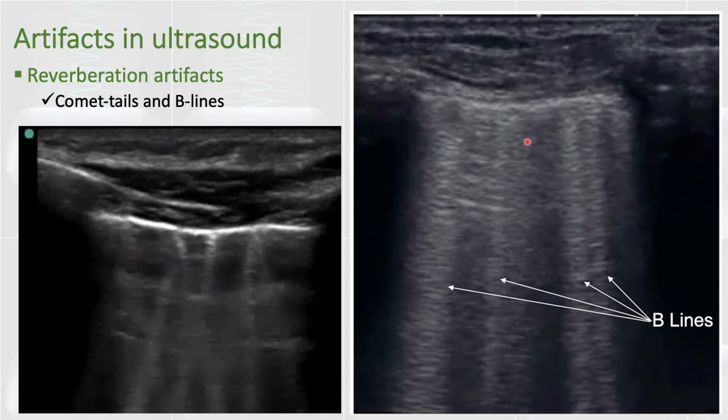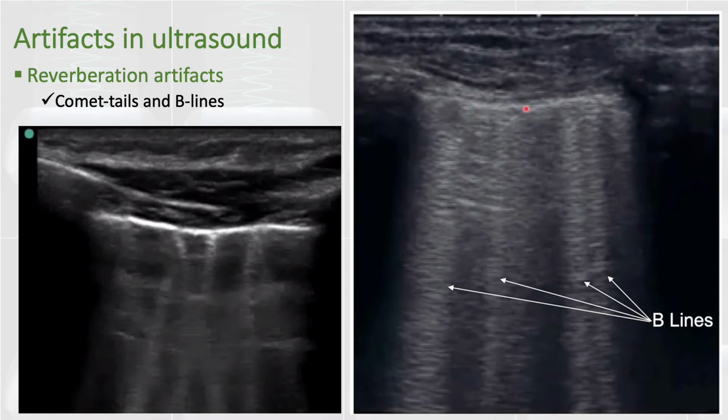And B lines are actually a result of reverberation as well. So basically, B lines should come from the pleural line. They should be vertical. They should start from the pleural line and end all the way down to the bottom of the image. So if you increase the depth, you still should be able to see these B lines all the way down. Because they originate from the pleural line, they usually move with the movement of the pleural line if there is normal sliding.